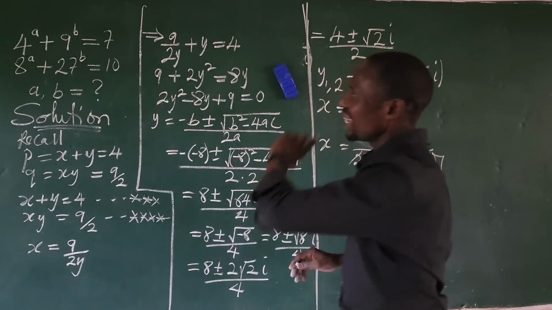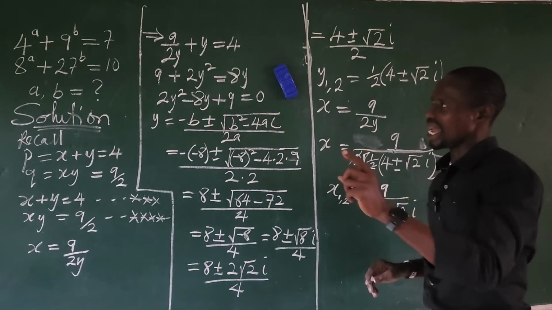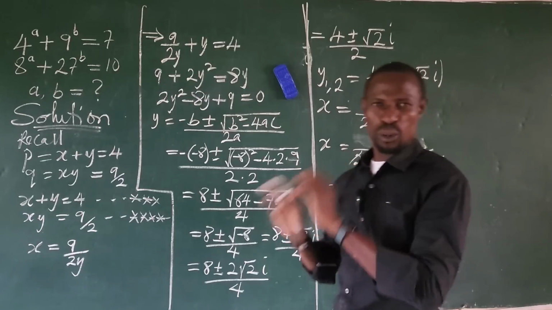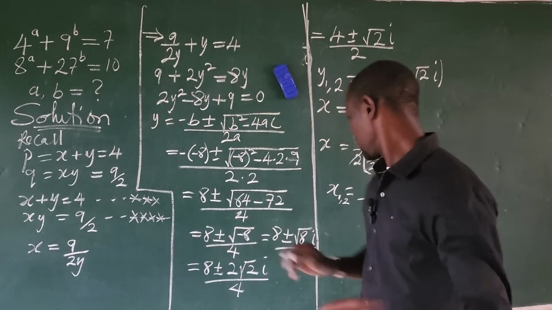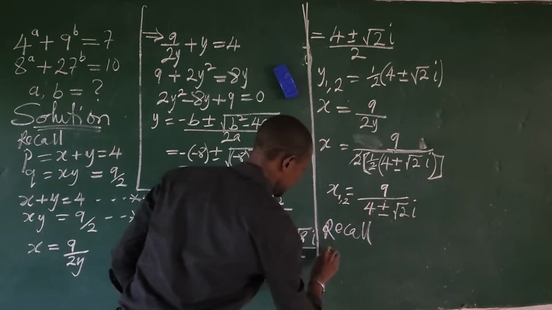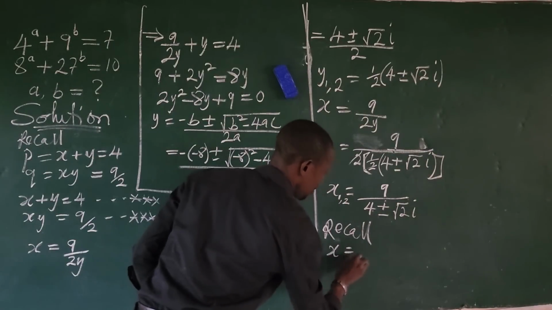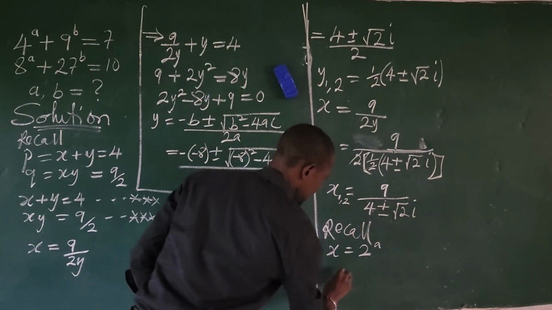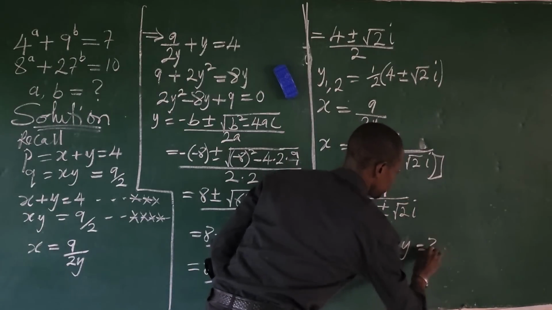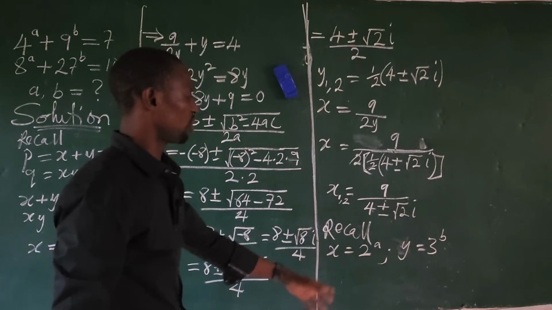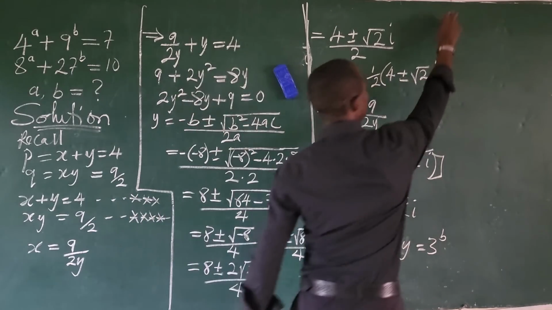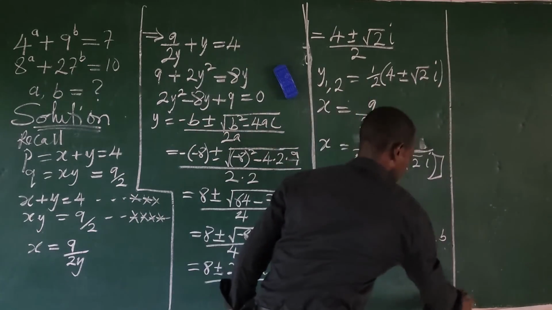Recall, we made another substitution where we said let x be equal to 2 to the power of a and y be equal to 3 to the power of b. So from here we recall that x is equal to 2 to the power of a and y is equal to 3 to the power of b. Now that we have our x and y, let's substitute. This is the last lap.